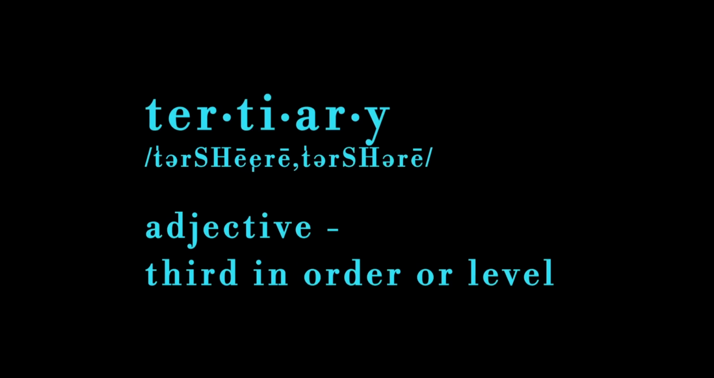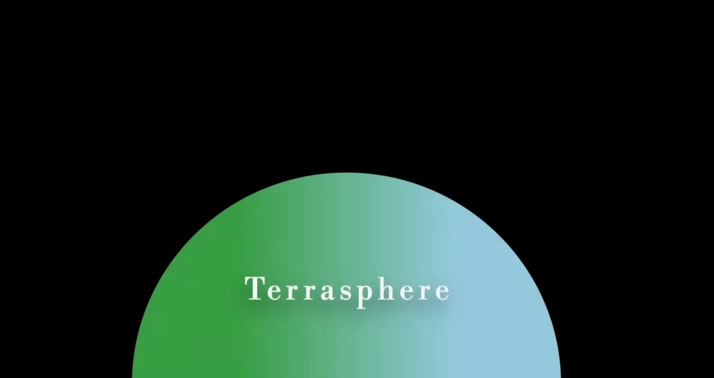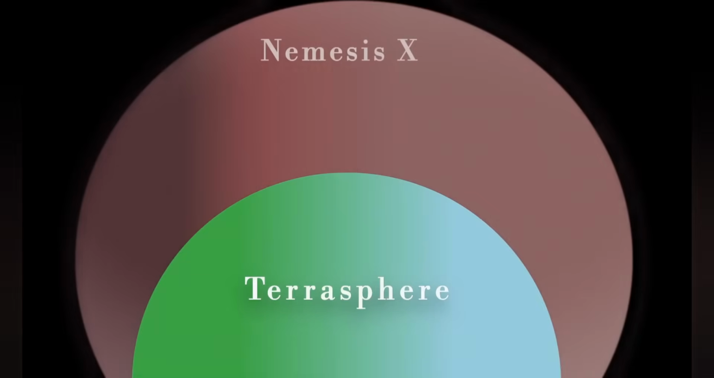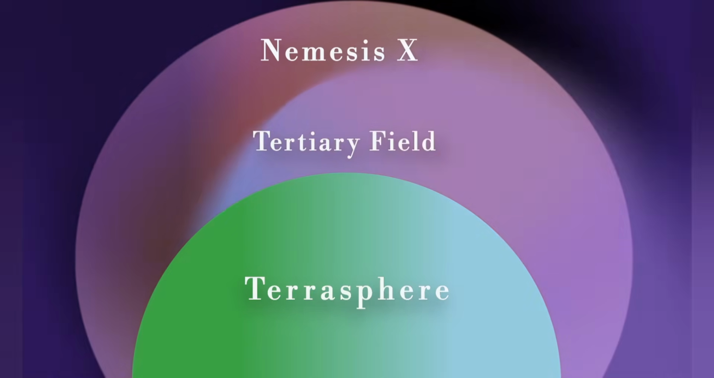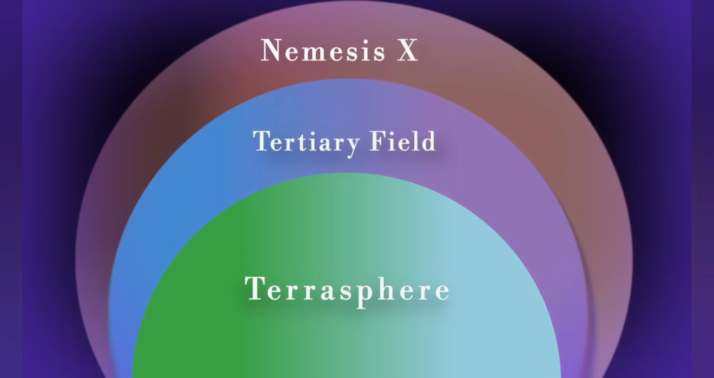We can say from our point of reference that the terrasphere Earth is one, but when Nemesis X field comes into contact with ours, there's an overlay. The tertiary field during the 60-year window is where all the magic happens. The tertiary field is where all the phase transitions, the field interactions, and all the anomalies occur.